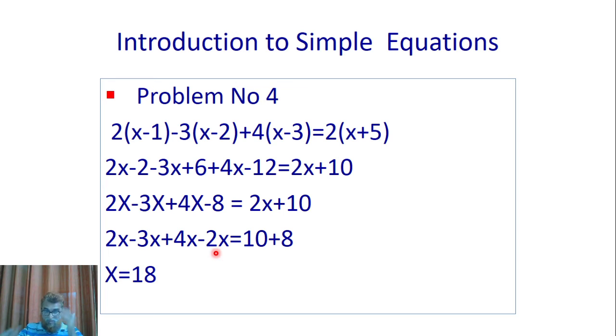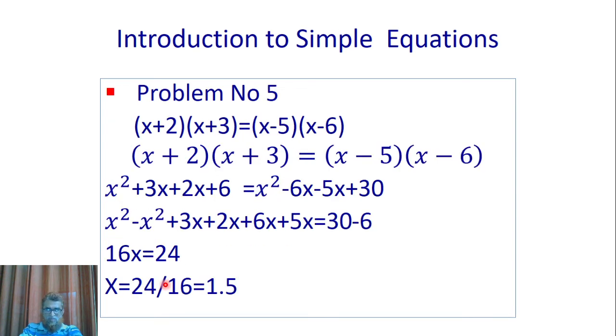So simple calculation it is, I need not explain it. 2 minus 3 minus 1x plus 4x, x is equal to 18. This is the fourth problem.